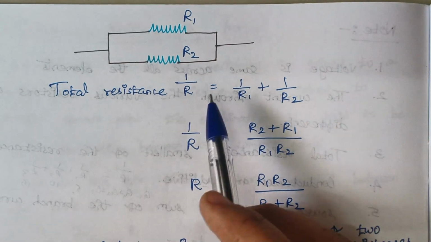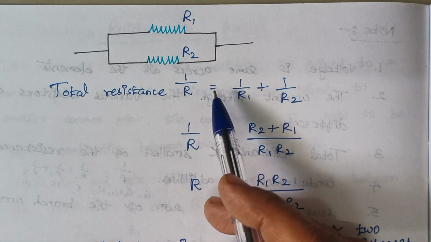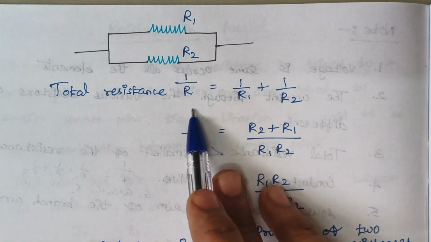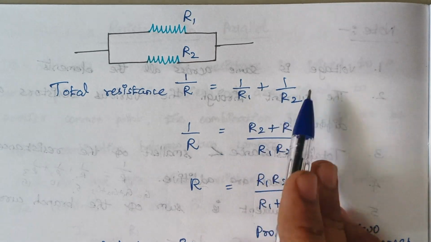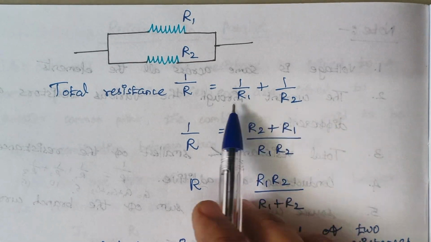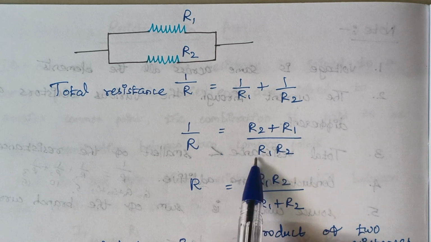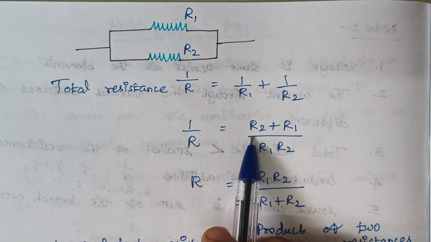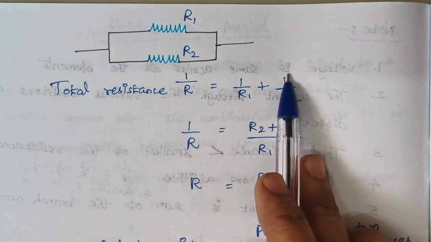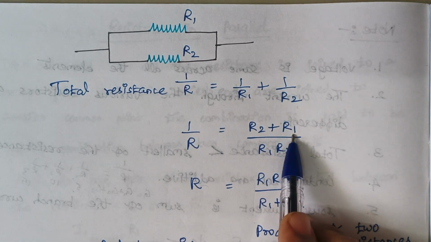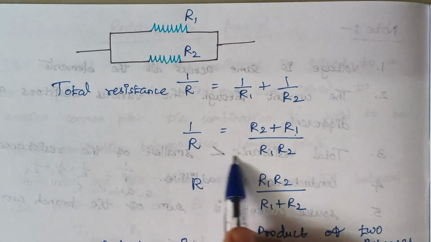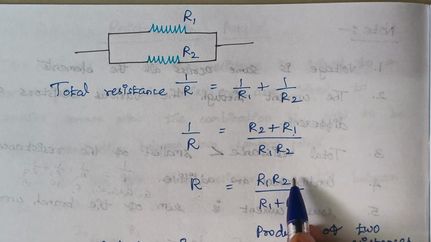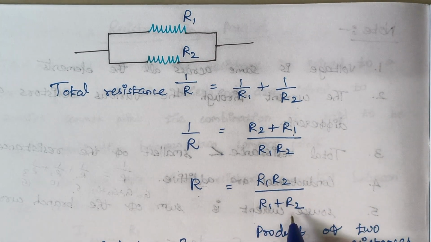So here we are going to calculate the total resistance of this parallel combination. The total resistance is given by 1 by R is equal to 1 by R1 plus 1 by R2, right? When you take LCM, R1 R2 forms the denominator part, and here R1 is present, so therefore the numerator term should be R2, and here R2 is present, therefore the numerator term should be R1, right? So 1 by R is given by this expression. When you take the reciprocal, R is given as R1 R2 divided by R1 plus R2.